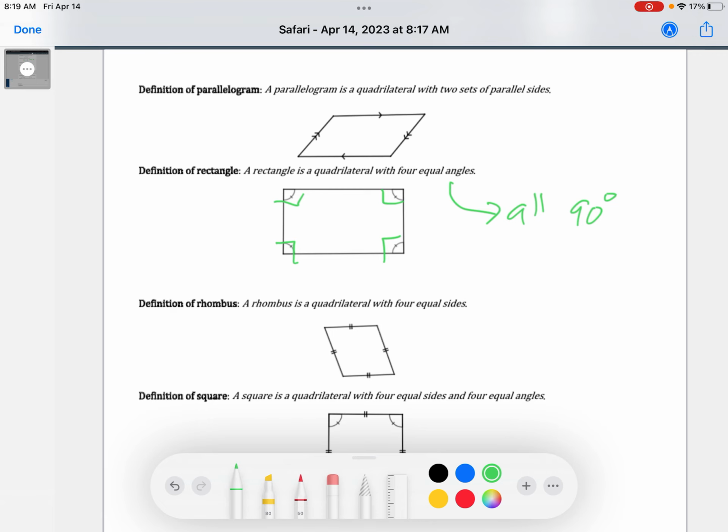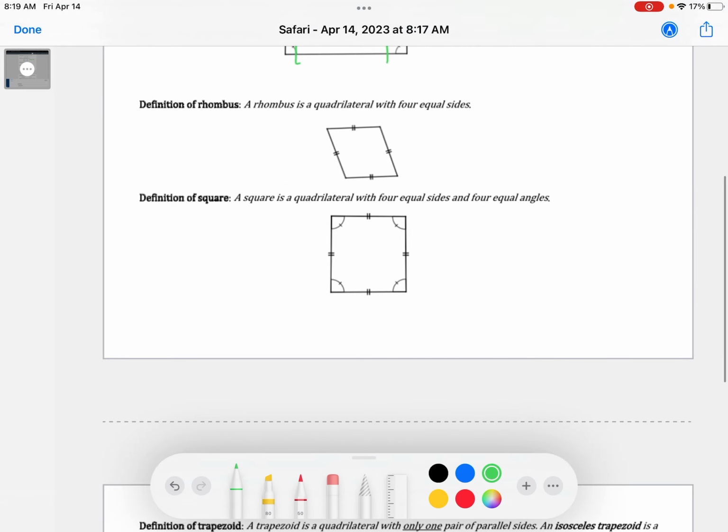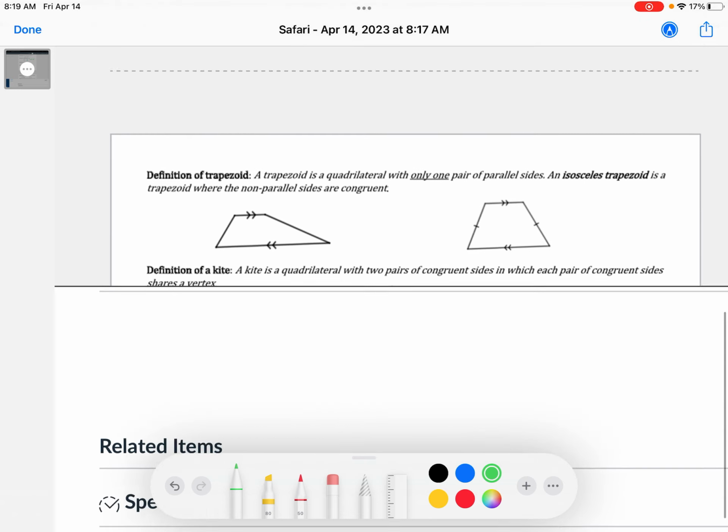Okay, so if a rectangle is a shape with all equal angles, a rhombus is a shape with all equal sides. So you can think of a rhombus as a square that somehow got stepped on and went kind of squishy, right? It just kind of bent over to the side. But all those sides, these tick marks show that all 4 sides are going to be the same length. Okay, definition of a square. Now a square is a quadrilateral with 4 equal sides, so it's a rhombus, and 4 equal angles, so it's a rectangle. So a square is both a rhombus and a rectangle. It gets the properties of both of them.